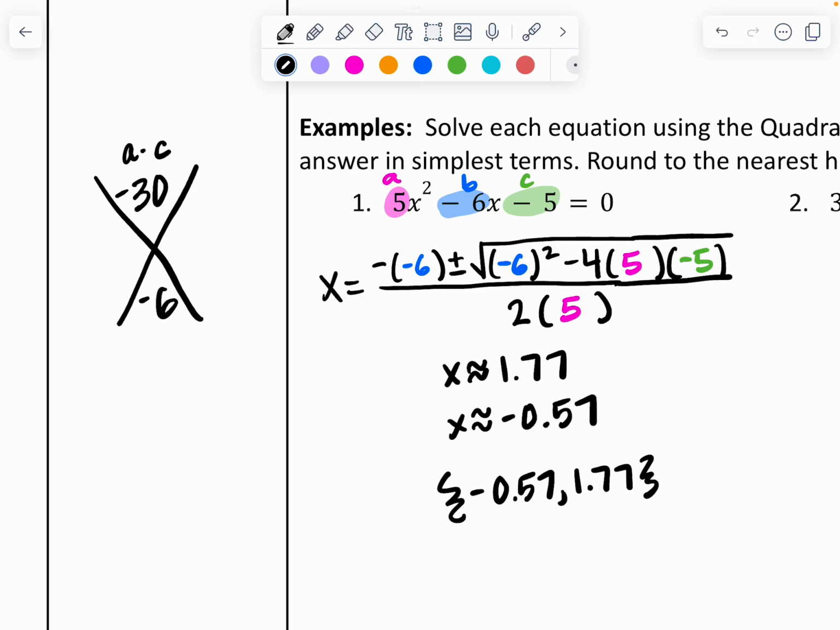You can try, oh my gosh, I don't know why I put negative 30 there. It should be negative 25. 5 times negative 5. Okay, sorry. 5 times negative 5 is negative 25. That's your top number, and the bottom number is negative 6.